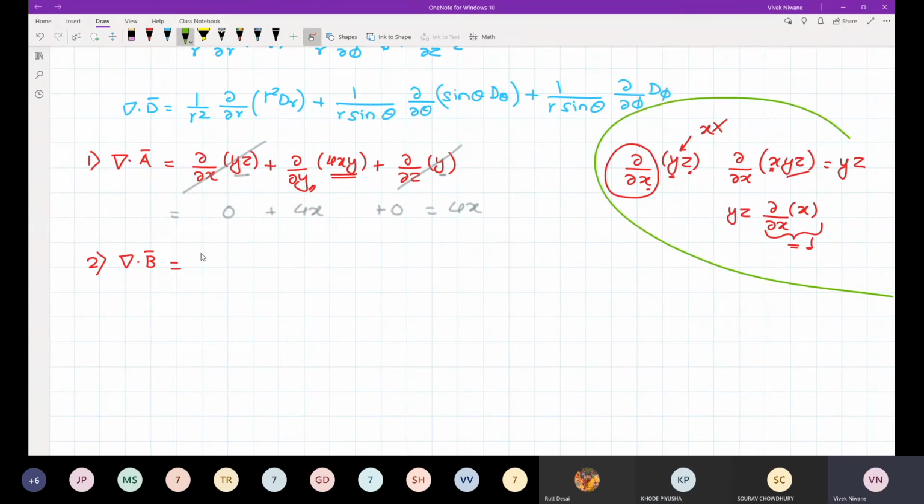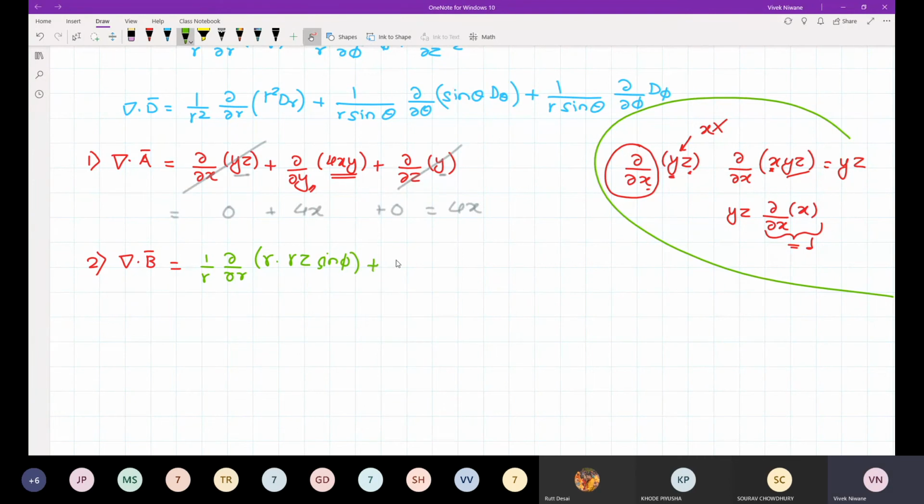So next vector, divergence of B bar, that is del dot B bar. Looking at the expression, we have only the r component and the phi component. So we will write down 1 upon r, ∂/∂r into bracket r into the r component, which is rz sin phi.